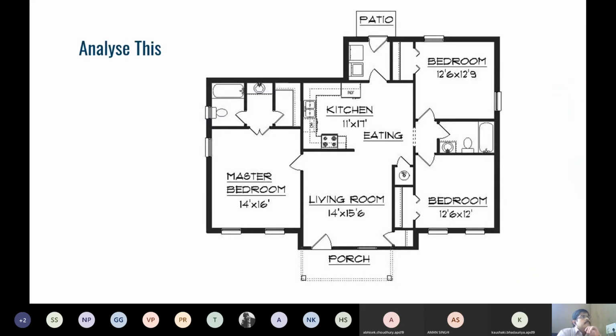Okay, it's visible, right? It's a living room, there's a master bedroom, two toilets are there probably in this drawing. So I want you to analyze this plan based on these. What is missing in this plan? Anyone? Sir, entrance. Entrance is to the north. What is missing in this? The source of sunlight is missing.